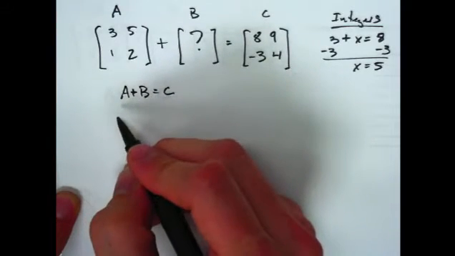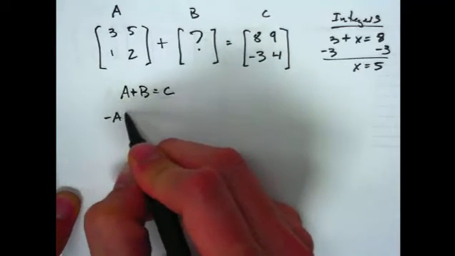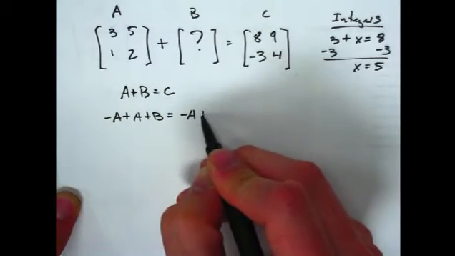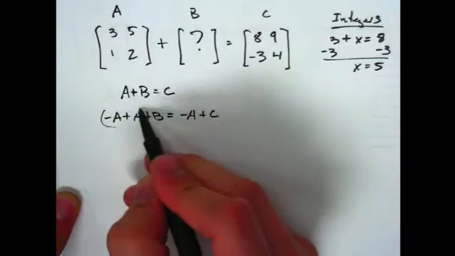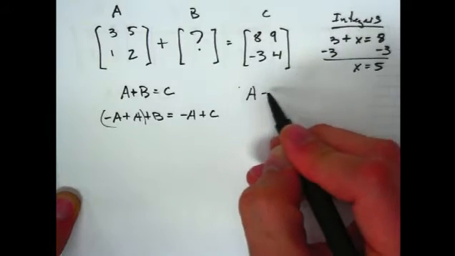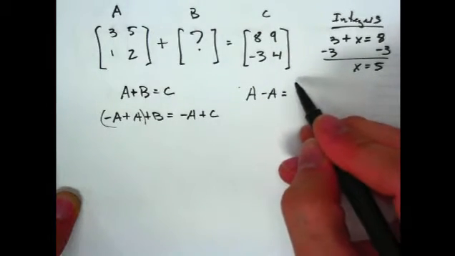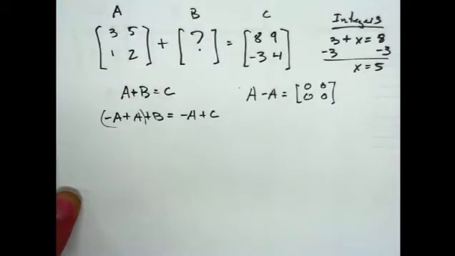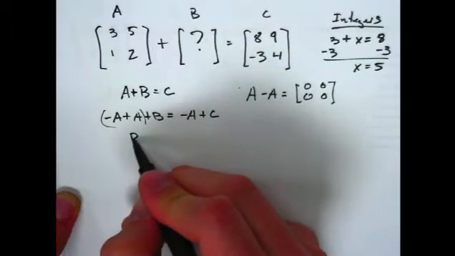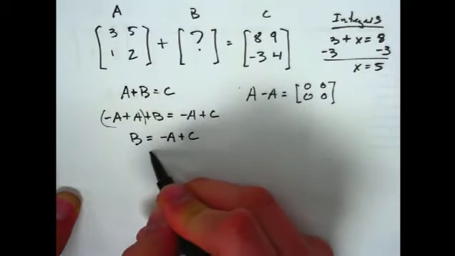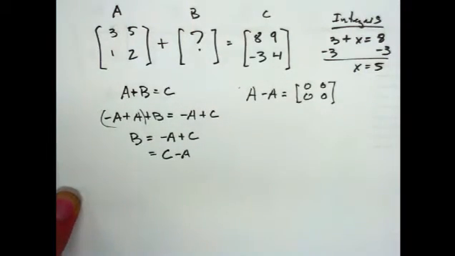So I can just go ahead and subtract A from both sides. Subtract A on both sides. Now this is going to cancel out, because as we talked about with inverses and identities earlier, A minus A is going to equal the 0 matrix, and it'd be a 2 by 2 matrix because these are all 2 by 2s. So B is going to equal negative A plus C, or equivalently C minus A, because you can switch those around for these problems.